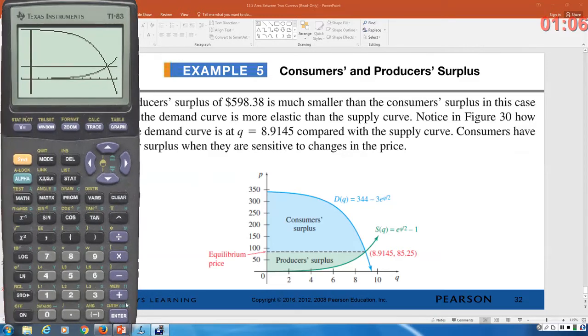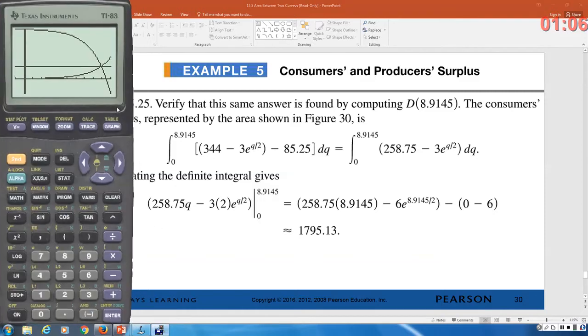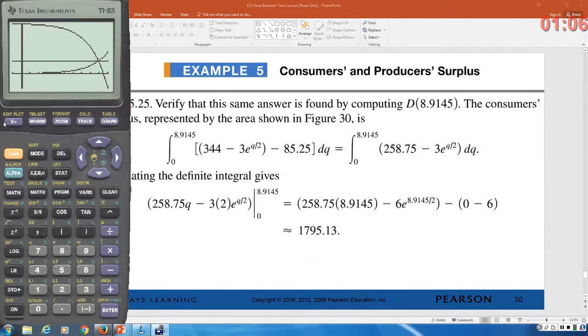So if we want to back up now and do the math, I think this is where we need to be. What we're going to do is first do the integral from 0 to 8.9145 of S minus the 85.25, that's the equilibrium price. Okay?